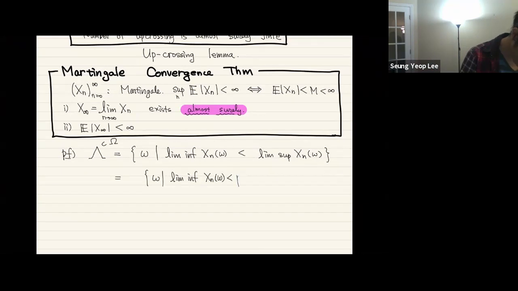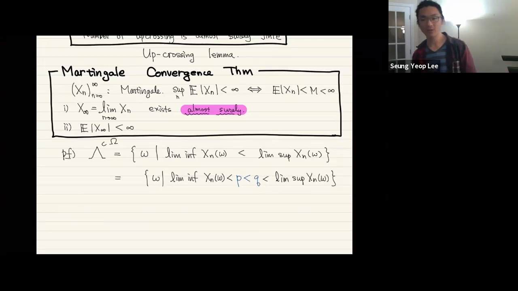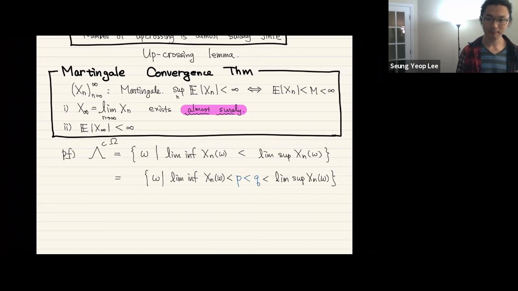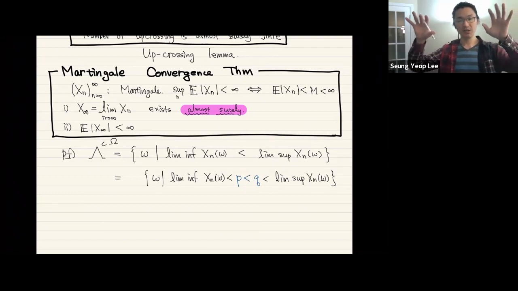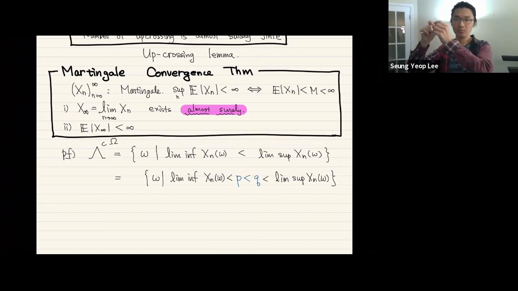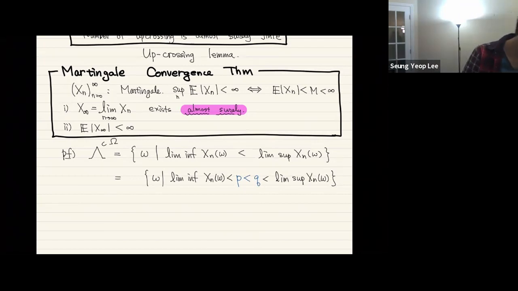P and Q, P and Q. So you can always plug in some rational number in between. Of course, depending on where the lim inf is, you have to choose different P and Q, right? Different intervals give different P and Q. But anyway, you can always find P and Q.